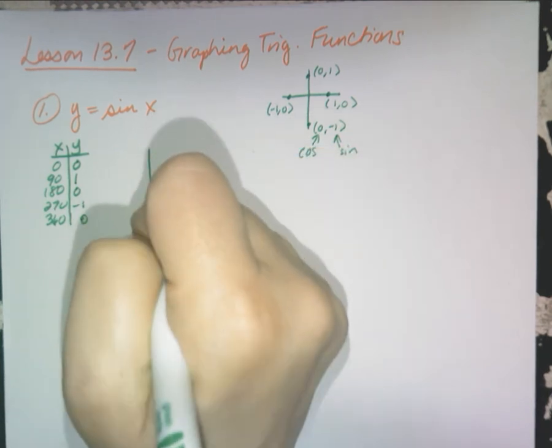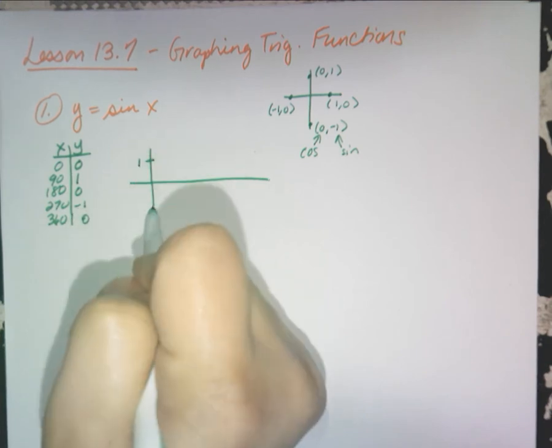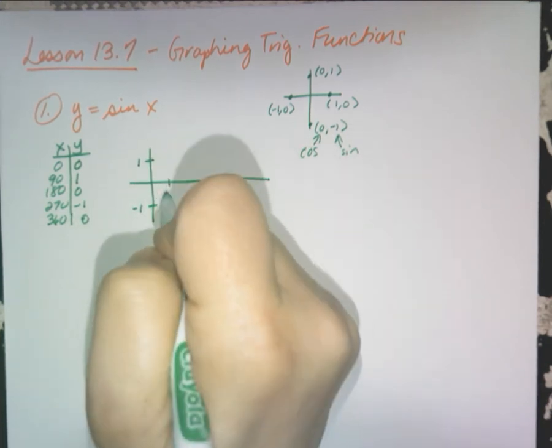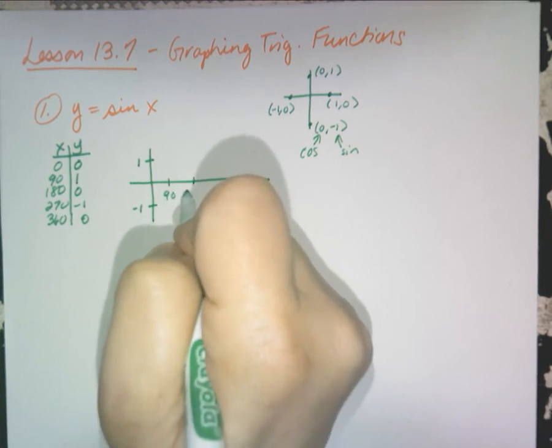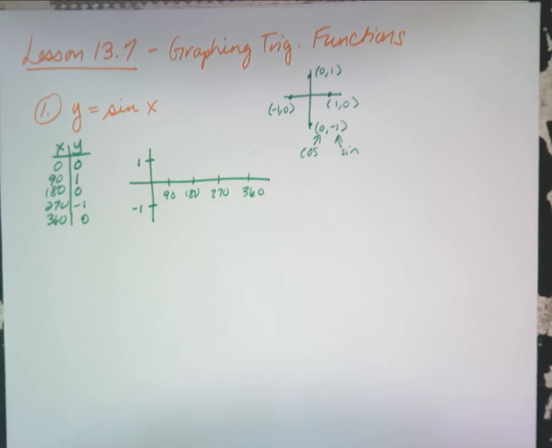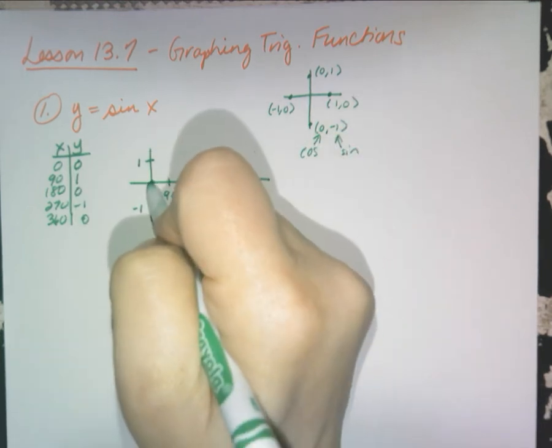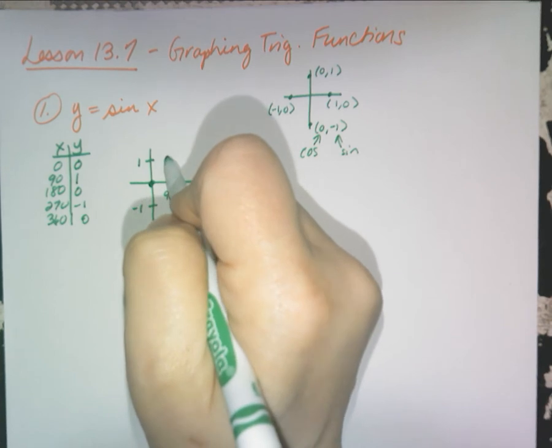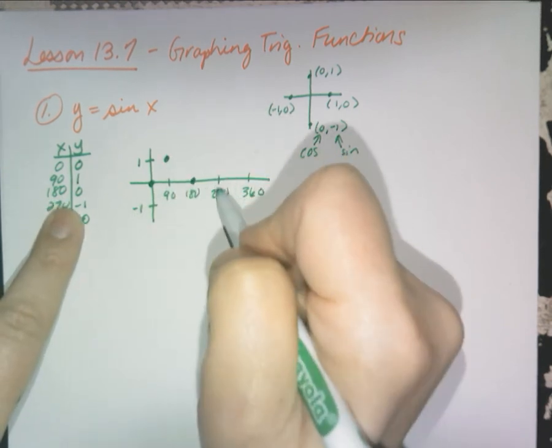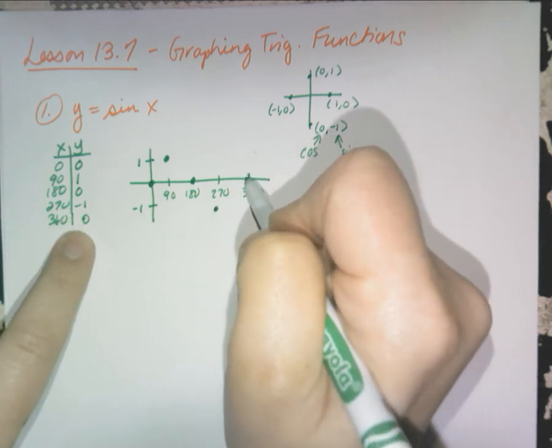So if I'm graphing this, if you notice, my numbers only go as high as 1 and as low as -1. I'm going to graph 90, 180, 270, and 360. I'm going to go plot these points. So sine at 0 is 0. Sine at 90 is 1. Sine at 180 is 0. Sine at 270 is -1. And the sine at 360 is 0.